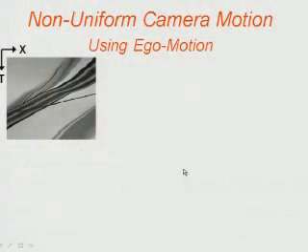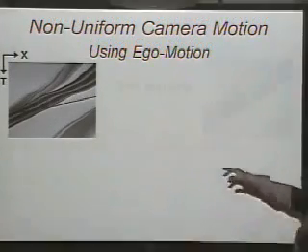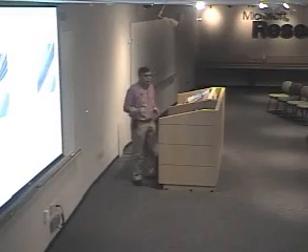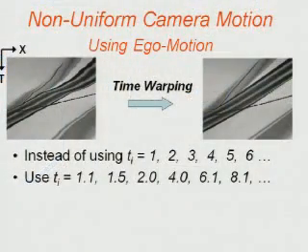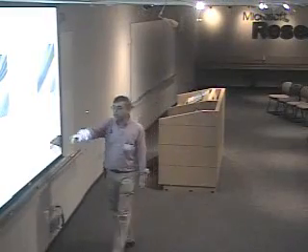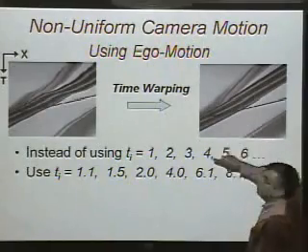Let's go on the background. Take a space-time volume where the lines are curved, not straight, and just respace them so that they become straight. So change the spacing between the images to straighten the lines. Instead of using times that are the frame number, like 1, 2, 3, we use 1.1, 1.5, different times. We place the images at different times so that the lines are straightened.